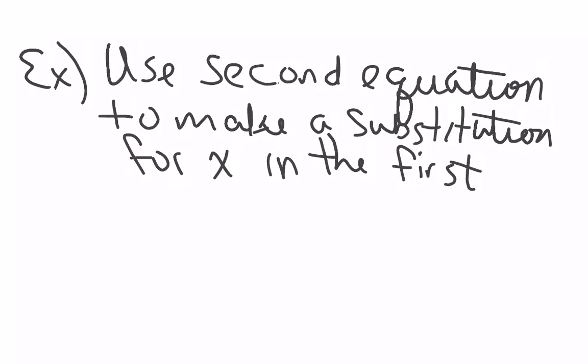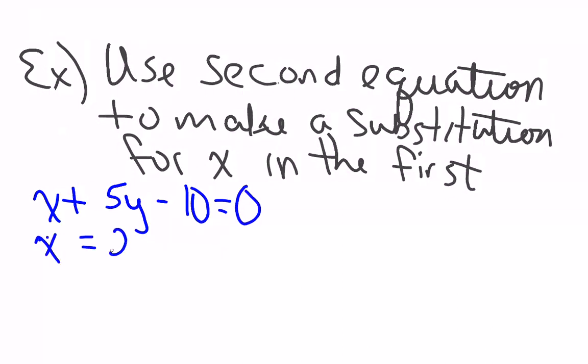And so we're going to look at a system of equations. So that is going to be x plus 5y minus 10 equals 0, and then x equals 2y minus 8. So here's our system of equations. And so substitution means we're going to plug stuff in. So this says use the second equation to make a substitution for x in the first equation. So where x is in the first equation, we're going to plug in everything that x is a value of.